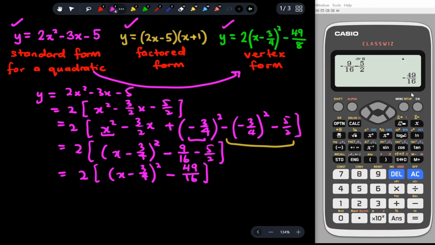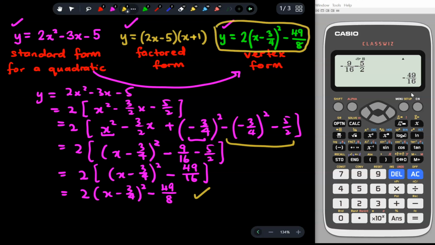But this is not final yet because we don't want the square bracket. So we're going to multiply the 2 inside. The 2 we just join together with the round bracket. And then after that, 2 times negative 49 over 16 is negative 49 over 8. Do you realize that this answer is equal to the answer here?